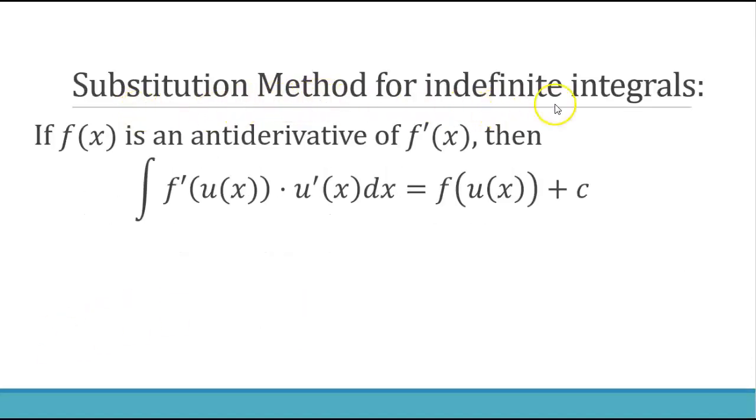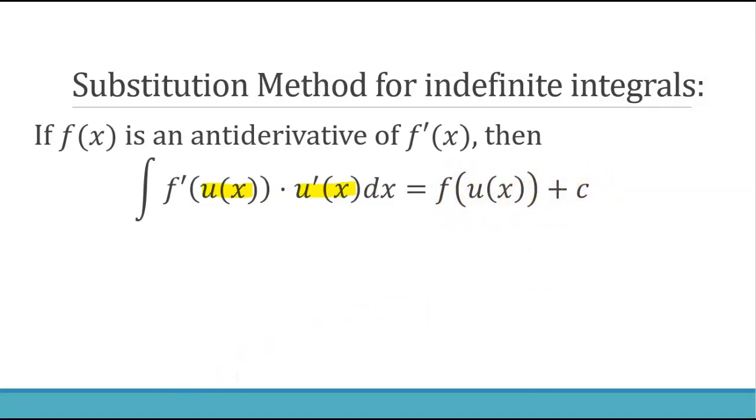The substitution method for indefinite integrals says that if f of x is an antiderivative of f prime of x, then the integral of f prime of u of x times u prime of x dx is equal to f of u of x plus c. Hopefully you can see this is the chain rule in reverse. There's my inside function u of x and its derivative on the outside, u prime of x, and the antiderivative is just the original composition f of u of x, and then we need that constant plus c.